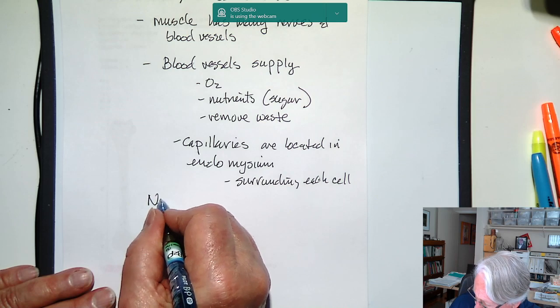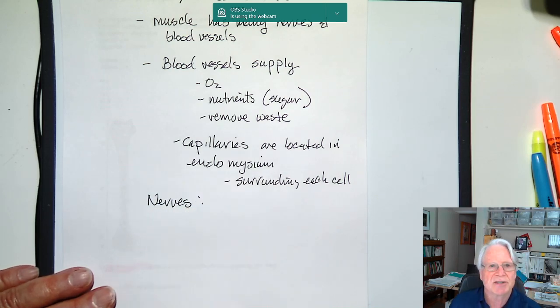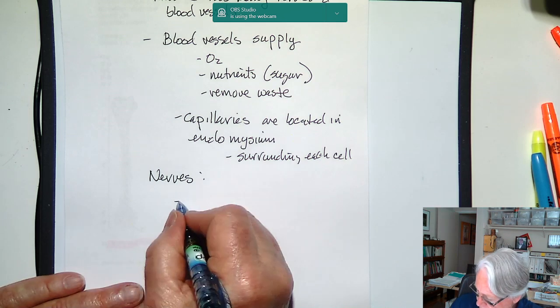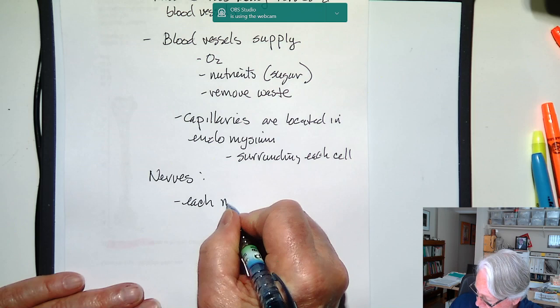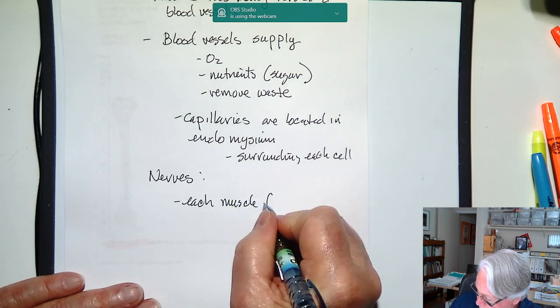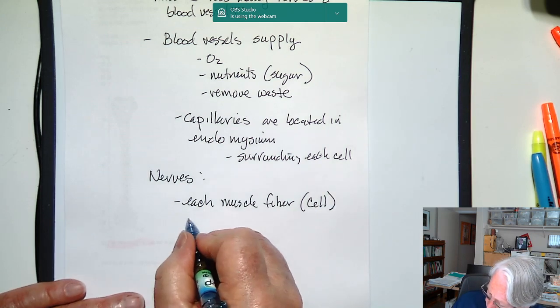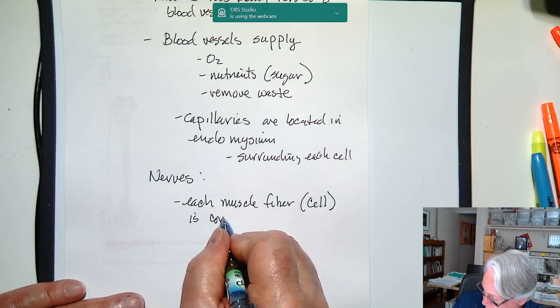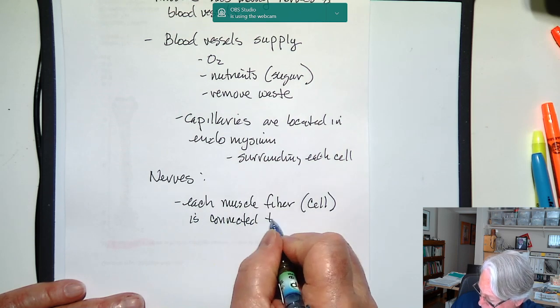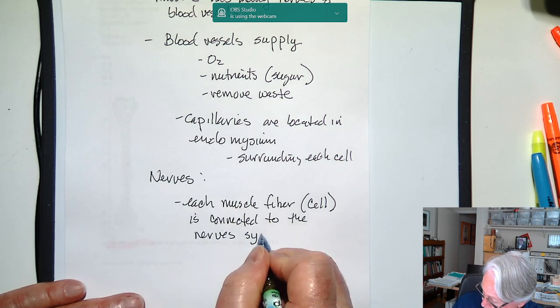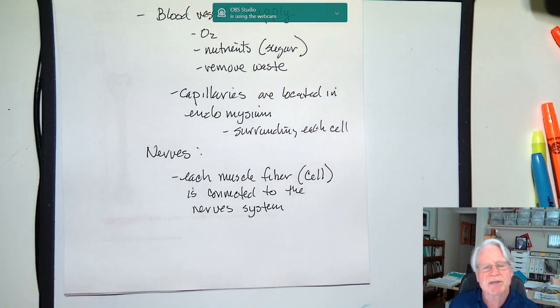Nerves, on the other hand, also very extensive. And that is because we are going to need to stimulate every single cell in the skeletal muscle system if we want it to work. So each muscle fiber, and here, to remind you, we're talking about cell, is connected to the nervous system. Without that connection, that muscle cell would be useless.